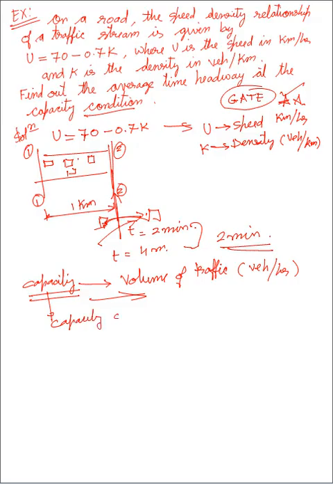Capacity condition is nothing but maximum flow or maximum capacity or maximum flow or maximum volume, we can say. All are the same thing basically, maximum capacity or maximum flow or maximum volume. So capacity is your vehicles per hour, how many vehicles are passing. And you are supposed to find out the average time headway. Headway is the time difference between two successive vehicles.